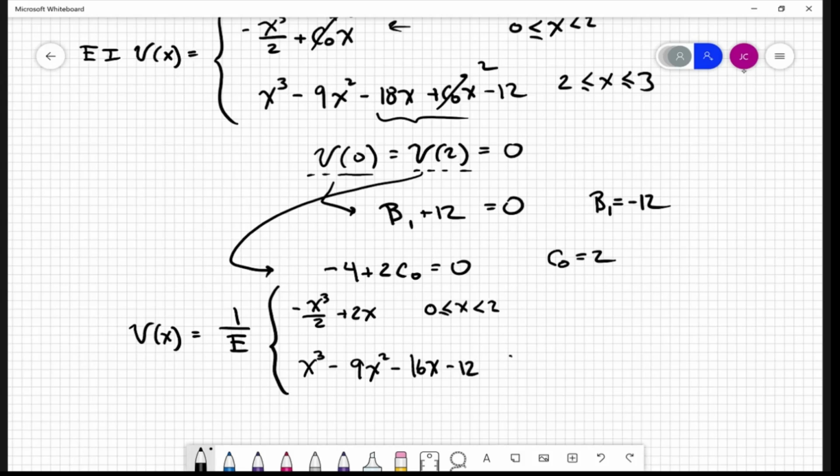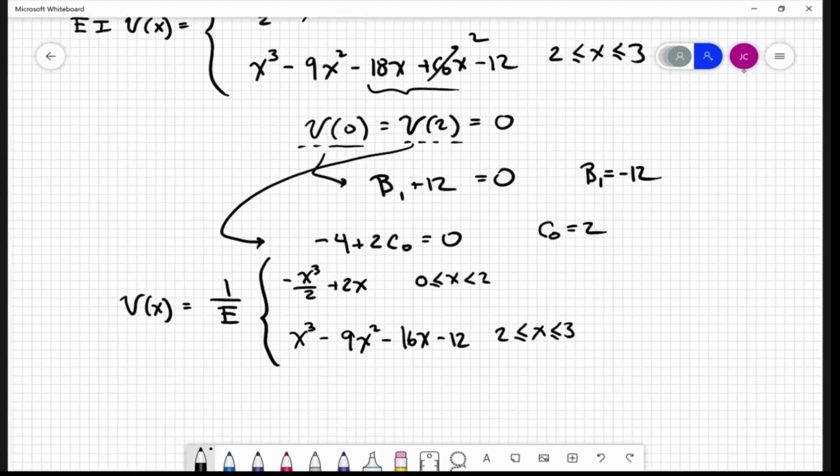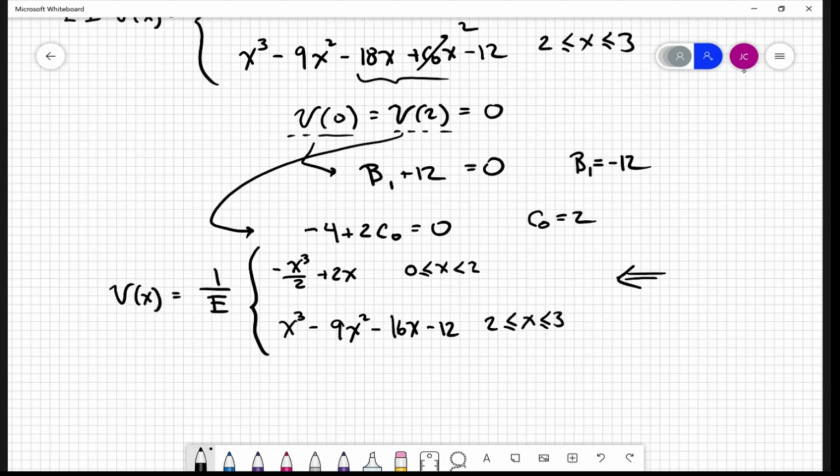And that's from not 0 to 3, from 2 to 3. All right, so that is the deflection curve, right? So you could plot that out, and that is how much the beam deflects. Oh, I forgot the EI over EI.